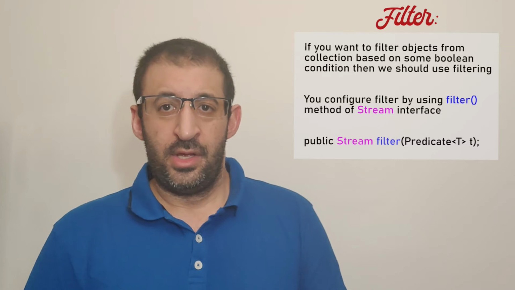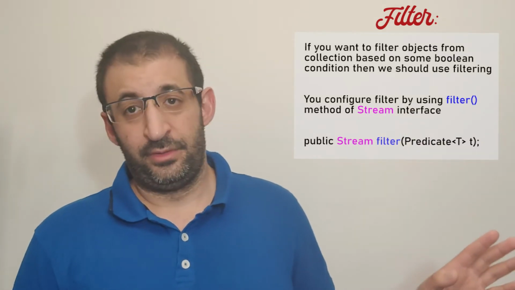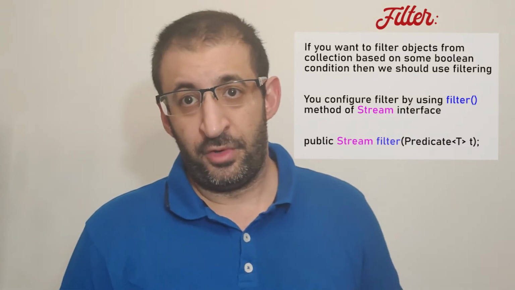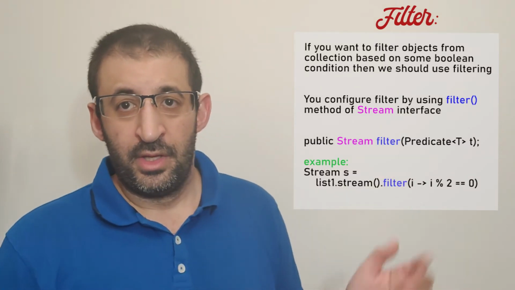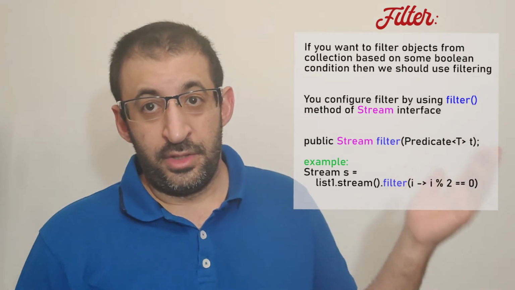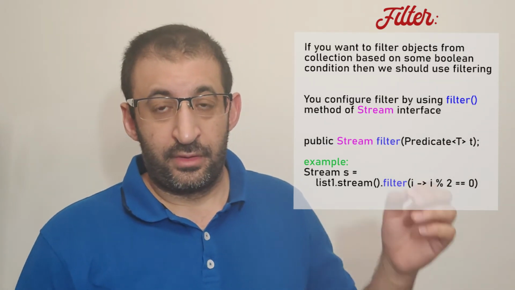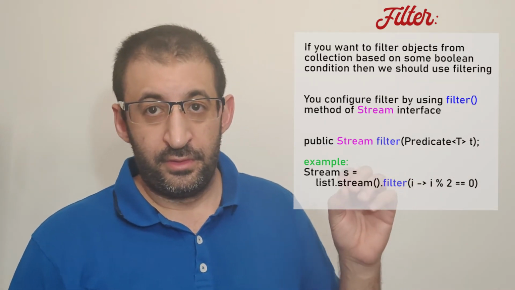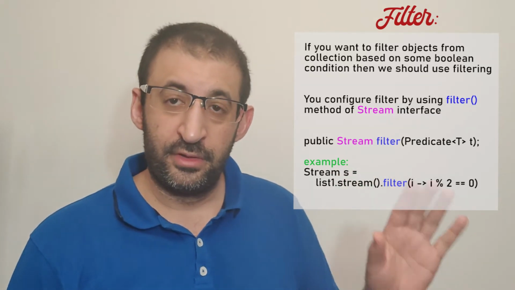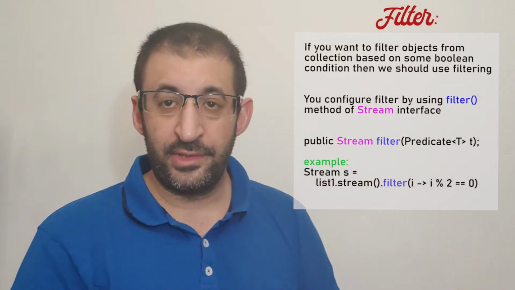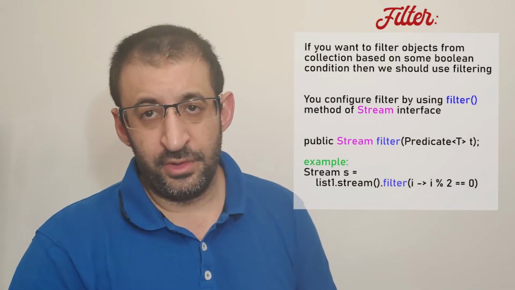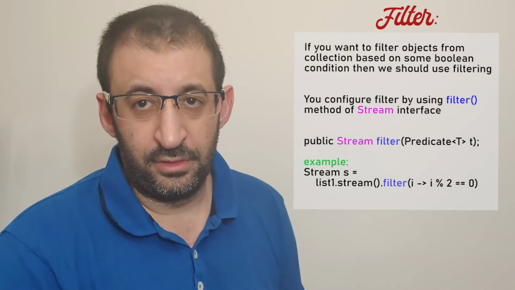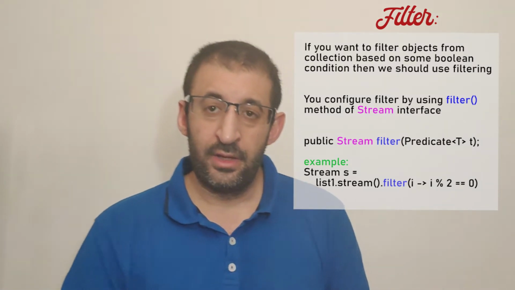If we make an example, the previous one is like this: Stream s equals list1 dot stream dot filter, and between parentheses, e arrow e divided by 2 equals 0 or not. It's so simple like this.